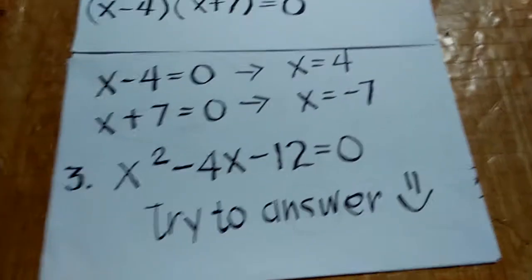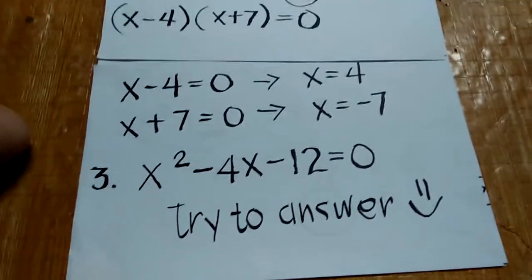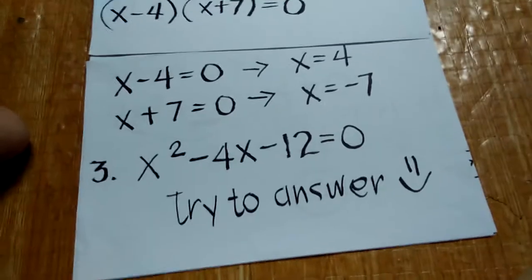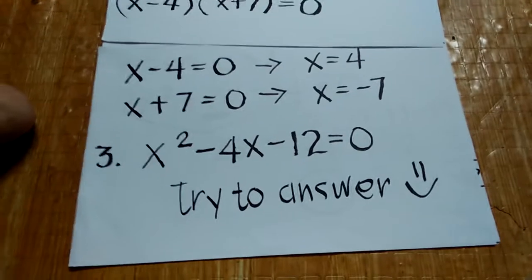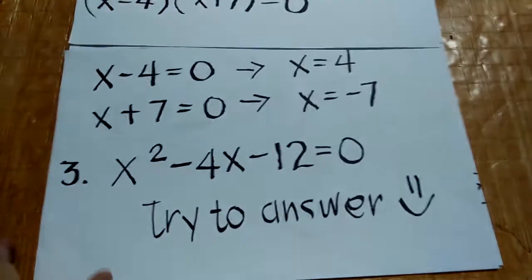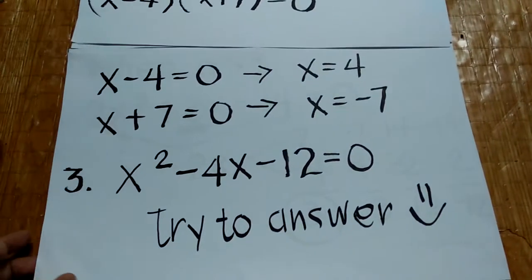Okay, so I want you to try this one. X squared minus 4x minus 12 is equal to 0. We're going to answer this in our class. So, pwede nyo ring i-try. Di ba? Para ma-practice nyo. Okay?